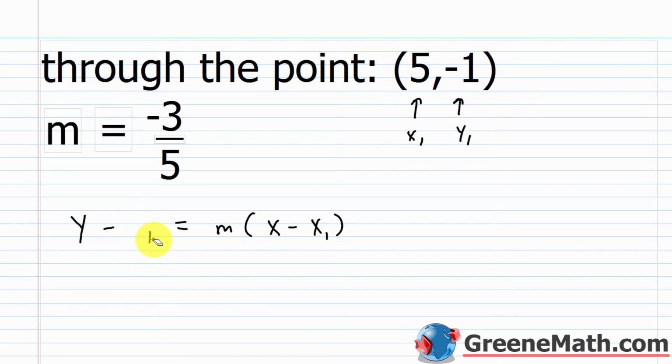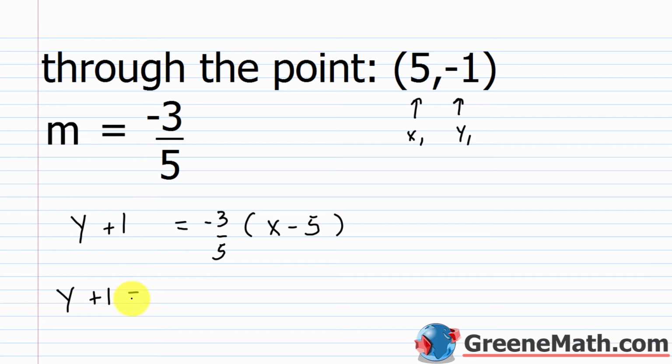So I can just erase this and put minus the negative 1 is the same as plus 1. For m, I have negative 3/5, so negative 3/5. And then we have x minus x sub 1. So for x sub 1, I have 5. So this is point-slope form. Again, if your book asks for that, you could stop there. But in most situations, they want you to solve for y and put it in slope-intercept form. So we would continue simplifying.